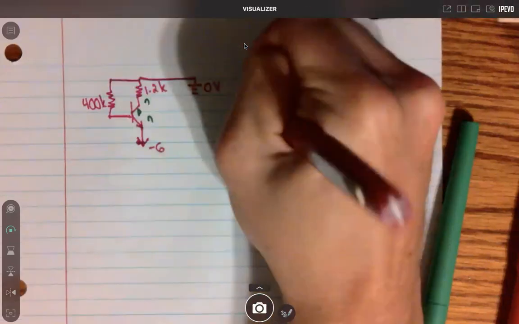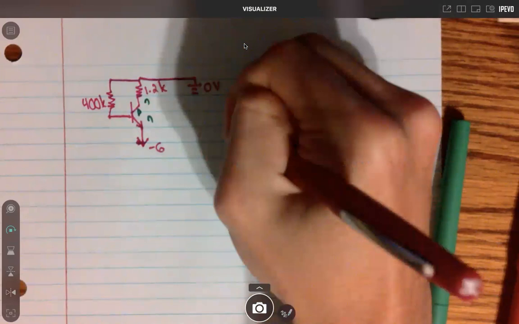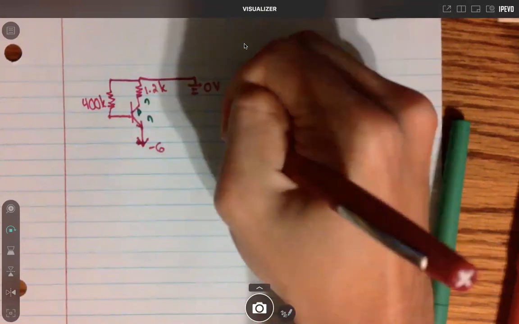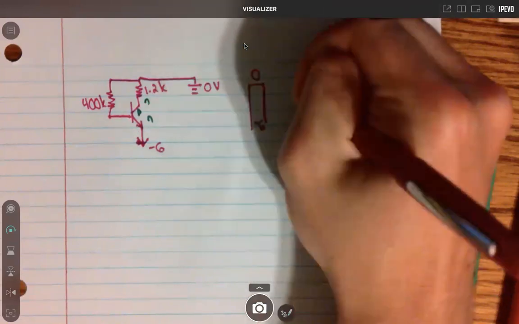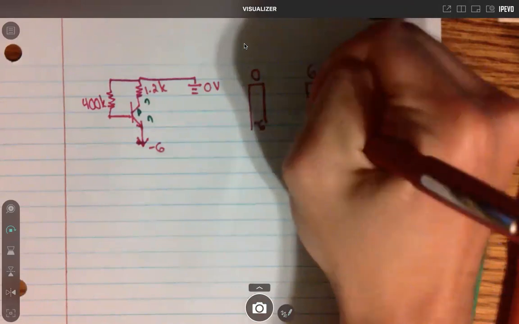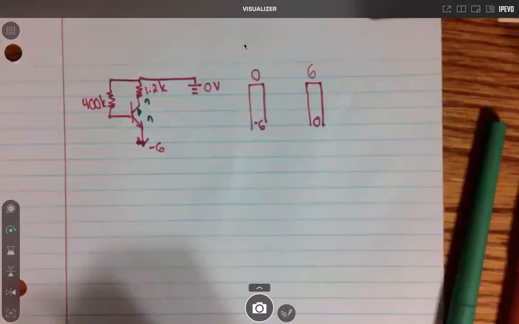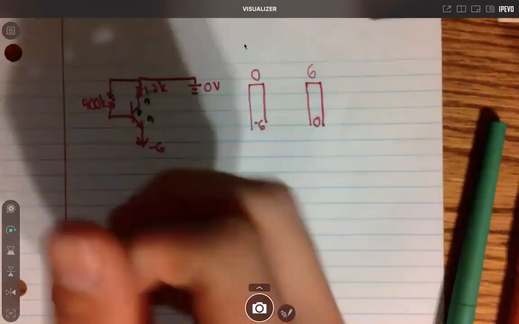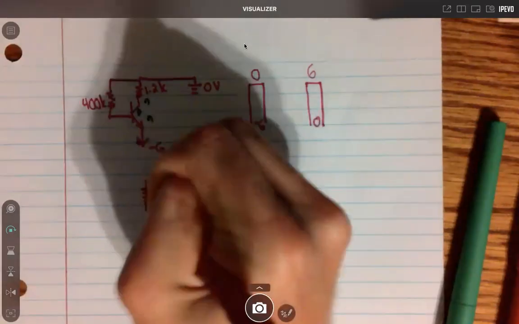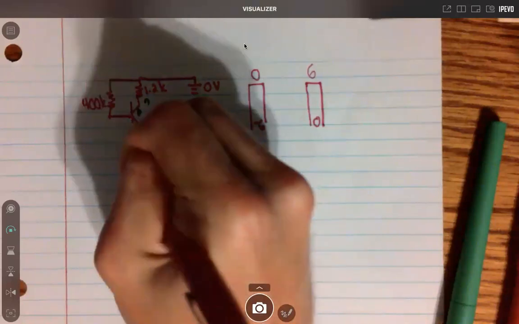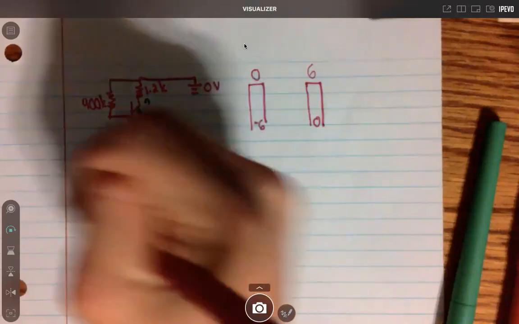Okay, right now, think of a building, 0, -6. Isn't that the same thing as saying 6 and 0? It's the same potential, right? It's only 6 units. And so that is the exact same notation. So we can just redraw this as 1.2K, 400K.